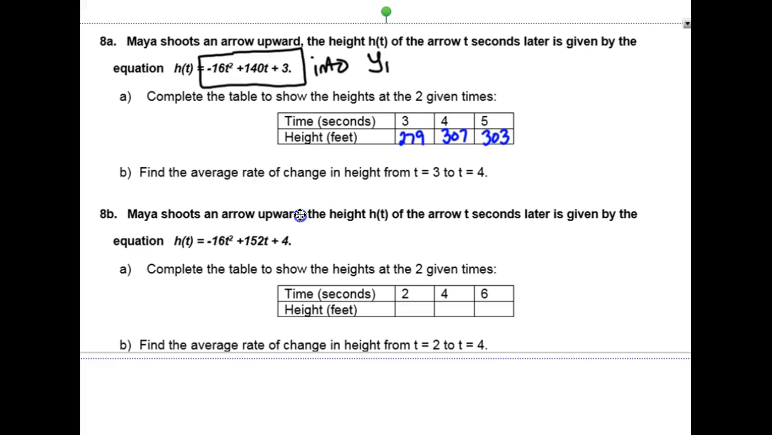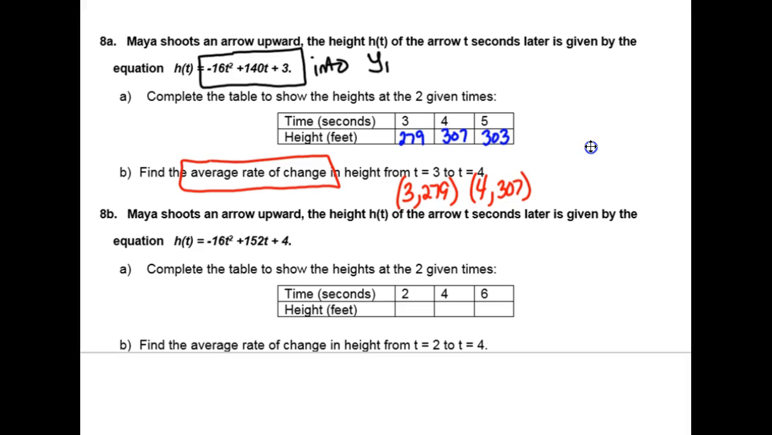Then it says, find the average rate of change from 3 seconds to 4 seconds. So what I would do is write these out as an ordered pair. So at 3 seconds, there's a height of 279. And at 4 seconds, there's a height of 307. And then average rate of change is basically slope.